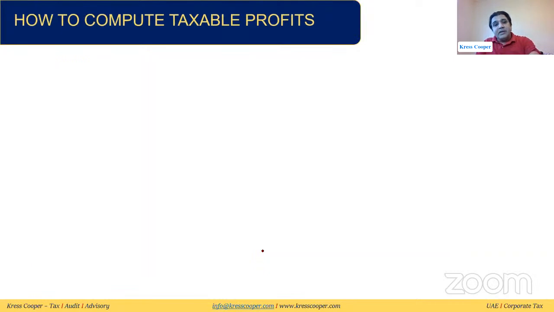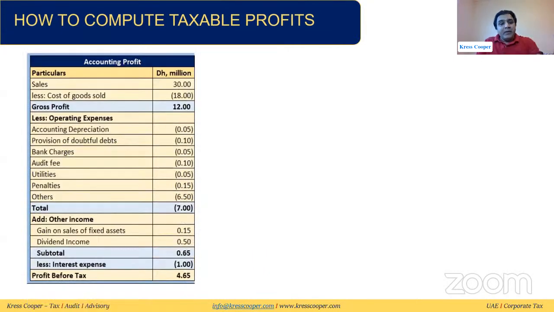So based upon this data, if I'm calculating my accounting profit, sales is 30 million, cost of goods sold is 18 million, GP is 12 million. These all are the accounting expenses. Then after adjusting other income and interest expenses, profit before tax is 4.65 million.